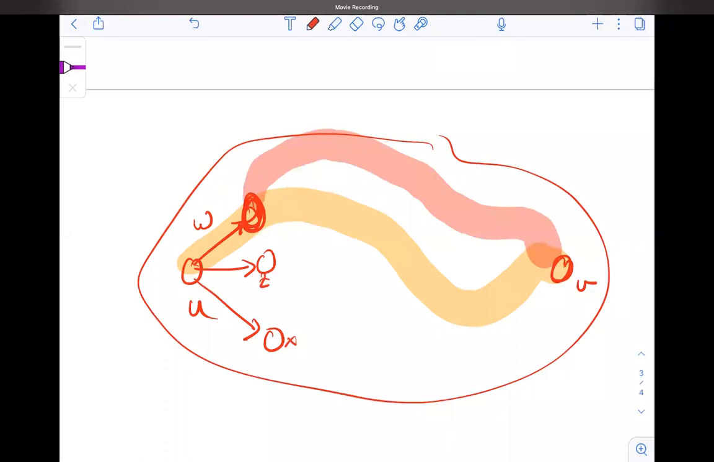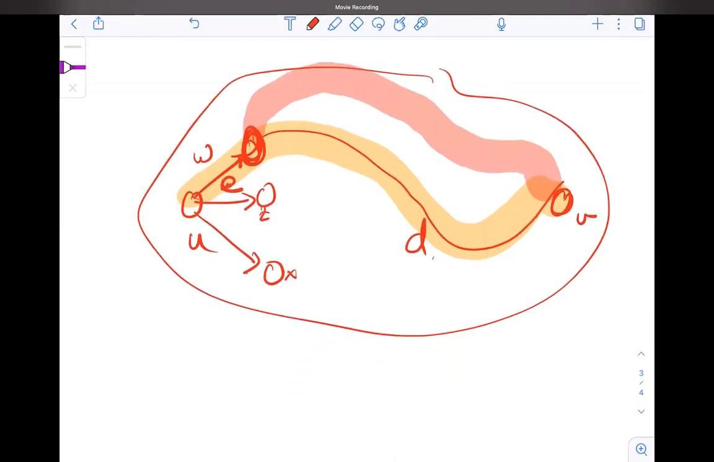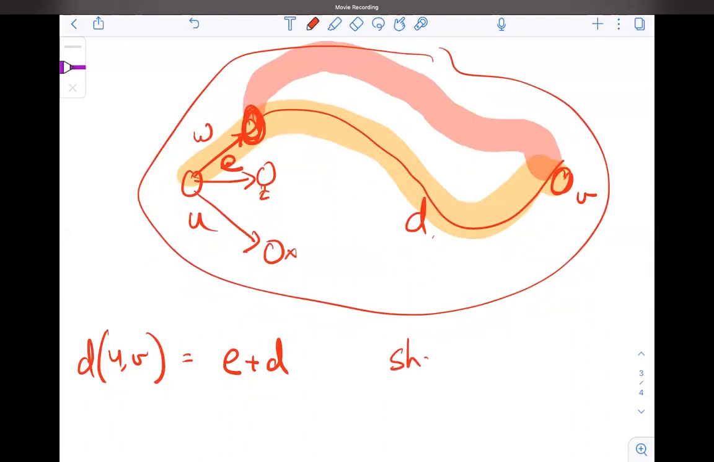So let the edge weight be E. Say this distance is D. So the shortest distance between U and V is E plus D. The distance between U and V is E plus D. That is something that is given to me. It is the shortest distance, right?